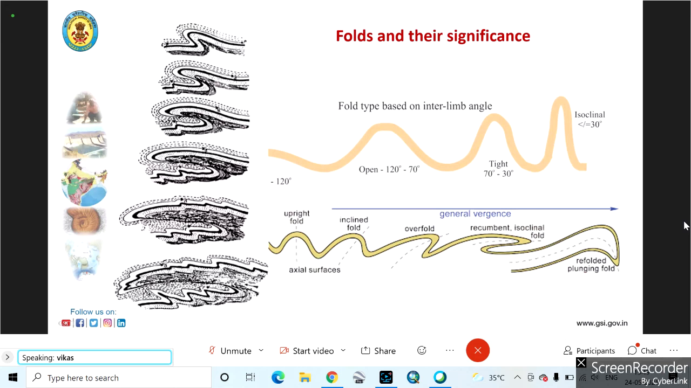The same thing has been shown here with a different diagram. Earlier, it was an upright fold. As it goes on, you go on increasing the shear stress that is parallel to the strike. If you go on shearing this whole thing, it will start to become inclined, then overturn, then recumbent to isoclinal, and even they can get refolded.